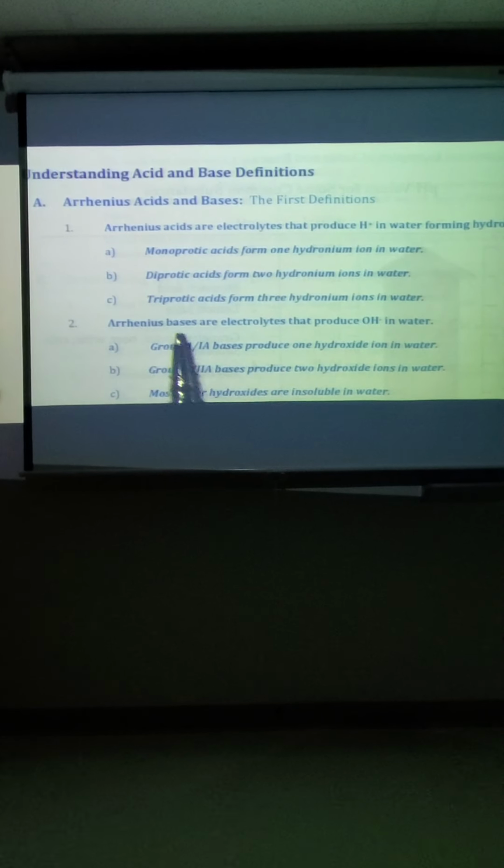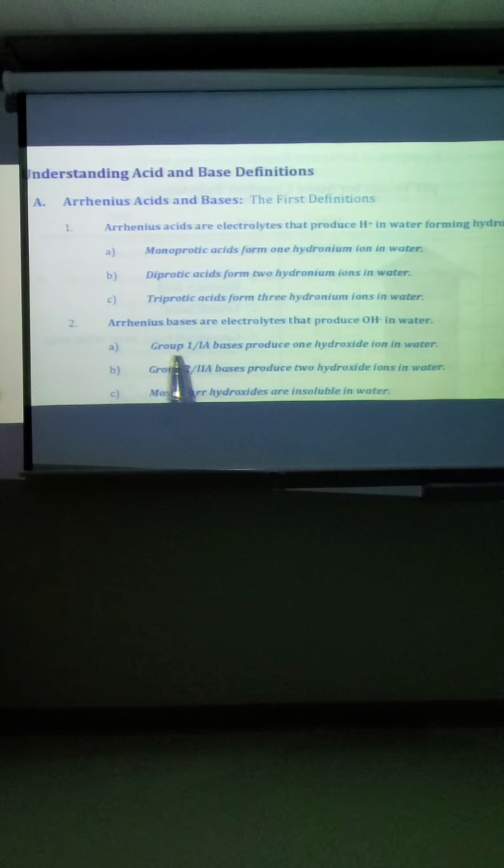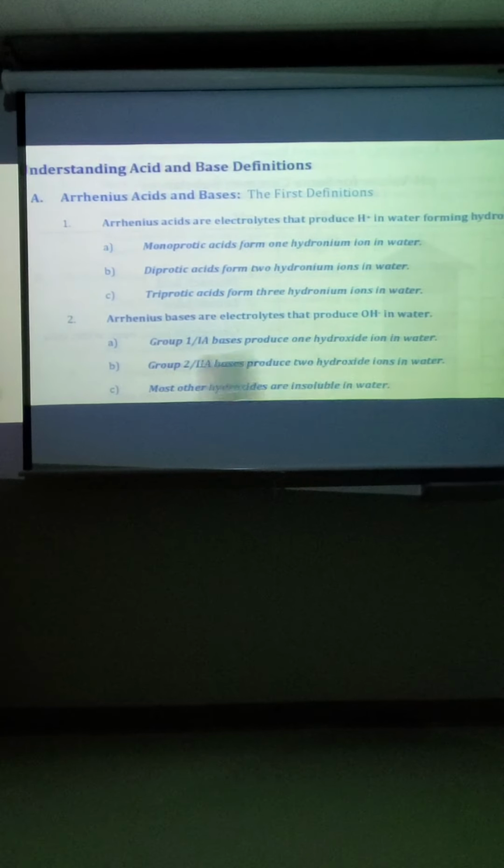The Arrhenius base, though, is a hydroxide, and hydroxide is determined by the metal cation. So obviously, if you're in group 1, you're a +1, you're only going to be able to handle one hydroxide because it's negative and this group is +1. So that's a perfect match.